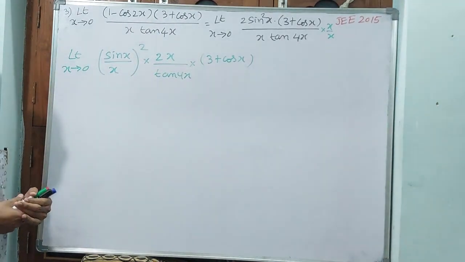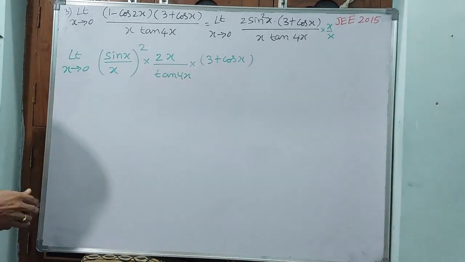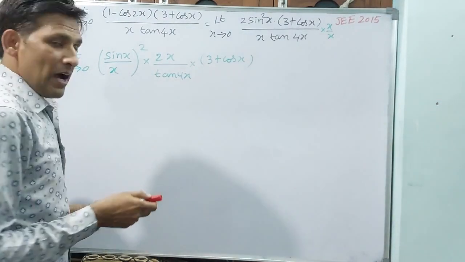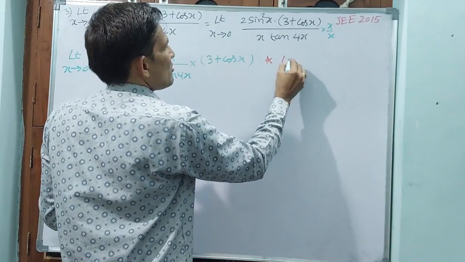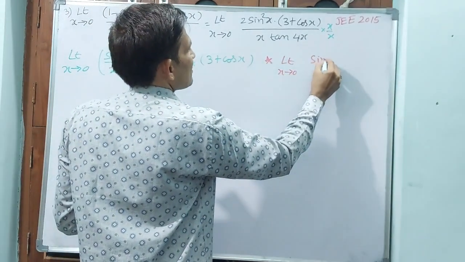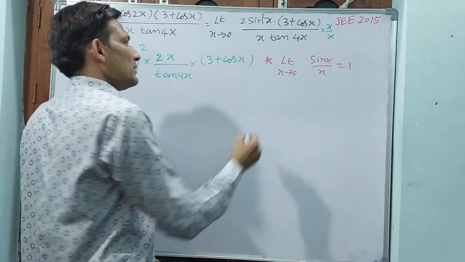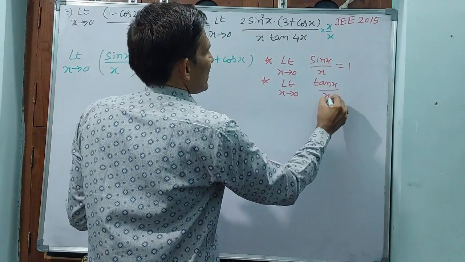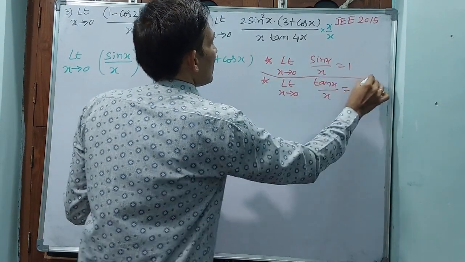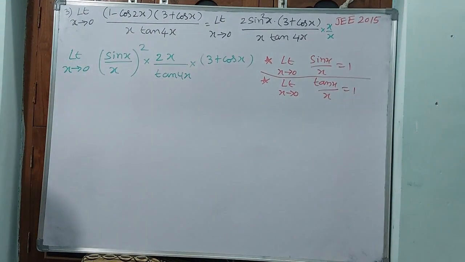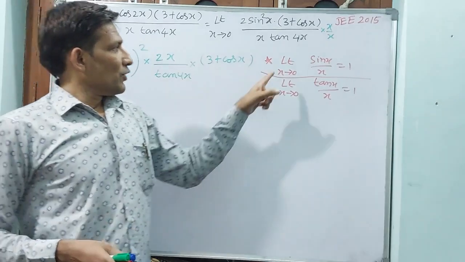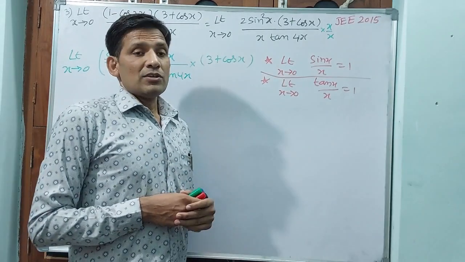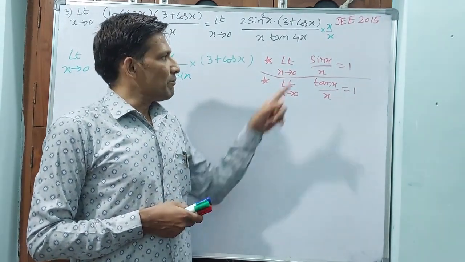Now I am writing two formulae. Remember them, I am putting a star mark. Limit x tends to 0 of sin x by x is equal to 1. Another formula: limit x tends to 0 of tan x by x is equal to 1. These formulae you remember. The logic here is that if you apply 0, sin 0 is 0 and x is 0, so 0 by 0, but we take 1. This is called the sandwich theorem.